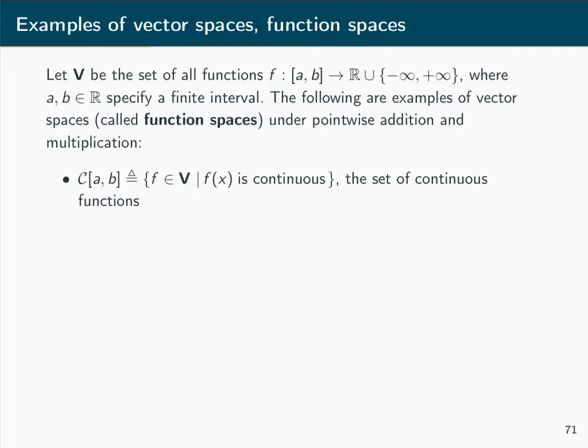Such a vector space where the vectors are actually functions is called a function space. And clearly in these function spaces, the vector addition is defined as the pointwise addition of two functions, and the scalar multiplication is defined as multiplying a function with a scalar value.